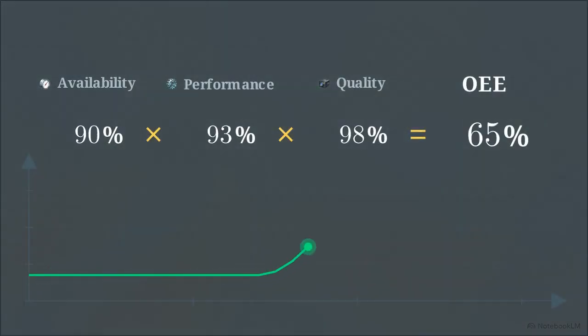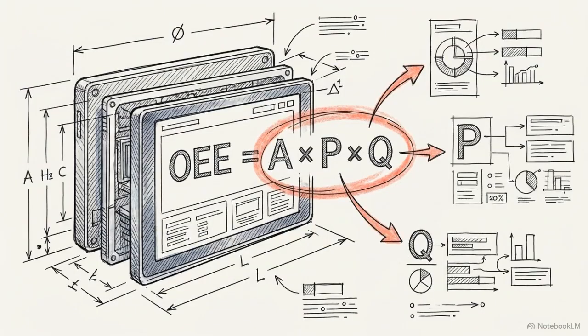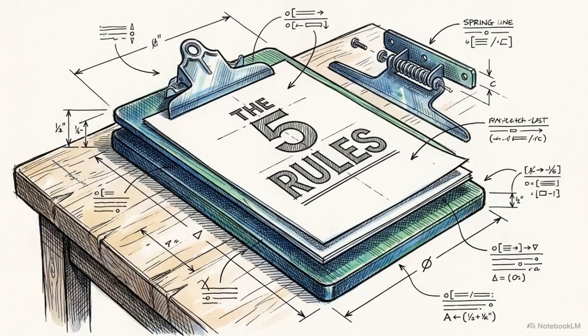OEE is a vulnerable metric. It is only as reliable as the data fed into it, and plant managers frequently manipulate the numbers. Maintaining data integrity requires strict rules. Rule 1. Scheduled breaks or pauses in production due to a lack of orders are defined as planned downtime and must be mathematically excluded from the baseline.